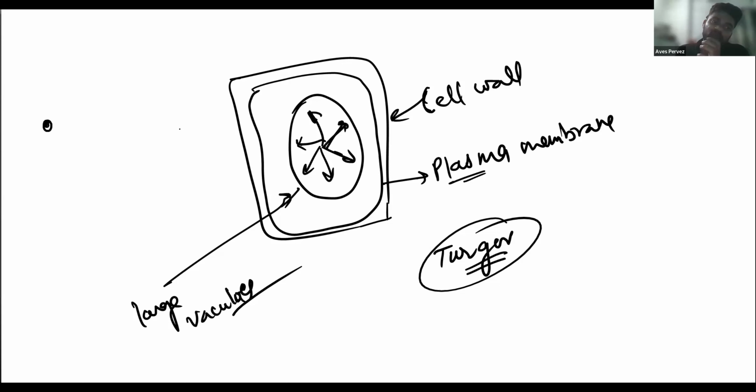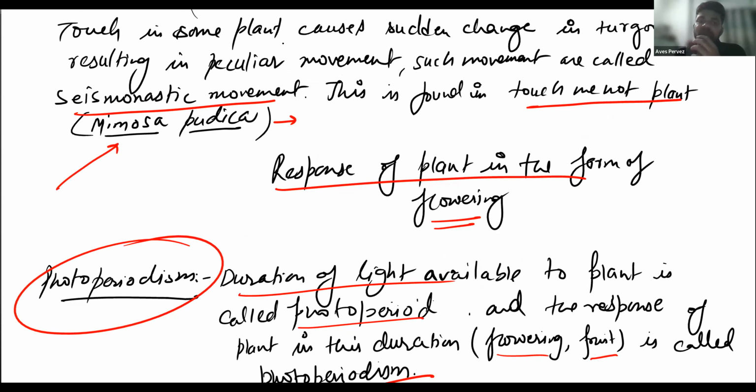This type of movement is called seismonastic. Like we have photonastic, we have thermonastic, now we have seismonastic movement. So what is seismonastic? Touch in some plants causes a sudden change in turgor pressure, and this turgor pressure results in rapid movement, meaning sudden movement of plant parts such as leaves getting curled. Such movement is called seismonastic movement. And this is found in the touch me not plant. And here is its scientific name, Mimosa pudica. Okay, so note it down.